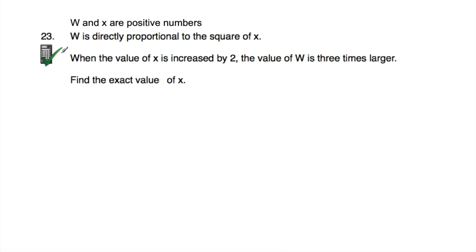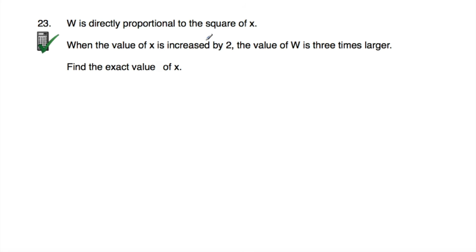Question number 23 says, w and x are positive numbers, and w is directly proportional to the square of x. And when the value of x is increased by 2, the value of w is 3 times larger. And we've been asked to work out the exact value of x. Whenever it's an exact value, that means not as a decimal number, but perhaps as a surd, so perhaps as 4 plus root 7 or something like that. Okay, so let's have a look at this question.